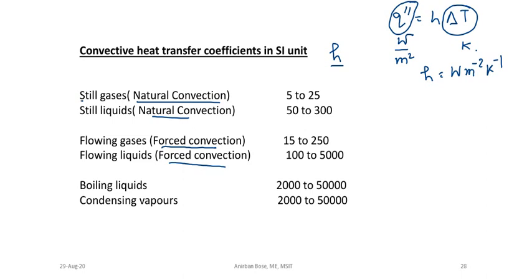First let us consider still gases. For still gases the values are 5 to 25, because in natural convection no external fluid flow is created by some external agency, and that is why they are called still gases. You can see the value is 5 to 25 in that order. If it is still liquids, in natural convection, then the value of h for liquids is a bit more. You see it is 50 to 300. So this is the value in this unit.